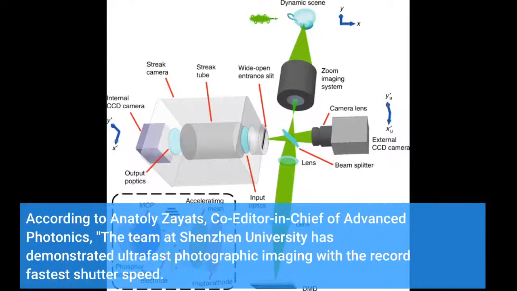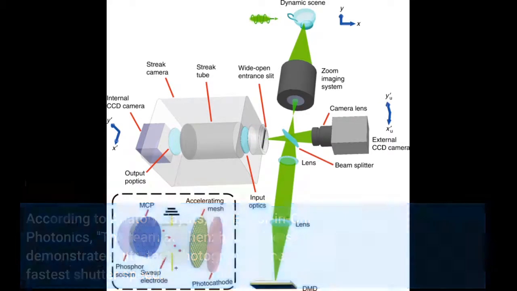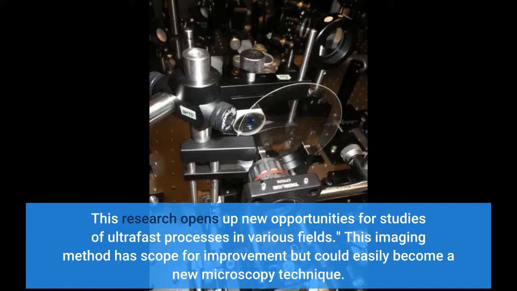According to Anatoly Zayats, co-editor-in-chief of Advanced Photonics, the team at Shenzhen University has demonstrated ultra-fast photographic imaging with the record fastest shutter speed. This research opens up new opportunities for studies of ultrafast processes in various fields. This imaging method has scope for improvement but could easily become a new microscopy technique.